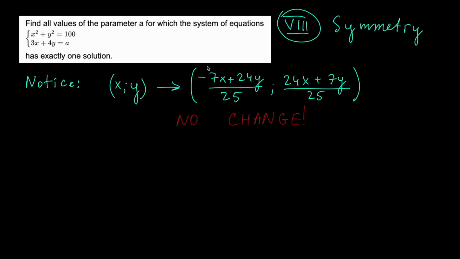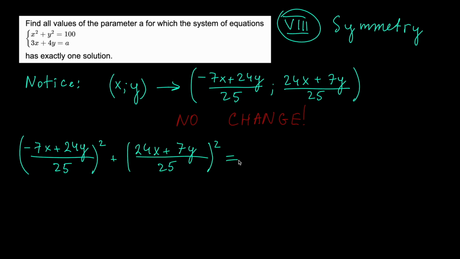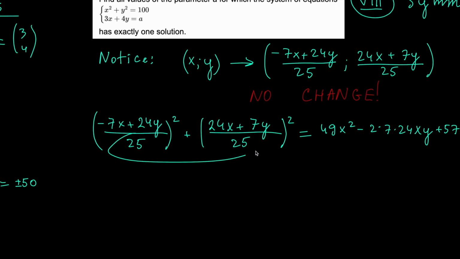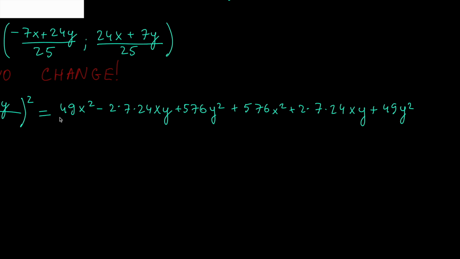Let's prove that. Let's plug that into this equation. We're gonna have ((-7x plus 24y) divided by 25) squared plus the other fraction squared equals, and now let's use the square of the sum formula 2 times. We're gonna have 49x squared minus 2 times 7 times 24xy plus 576y squared plus the same thing for the second fraction. So we're gonna have this. Now this is all divided by 25 squared. So there is a big fraction with a denominator 625.